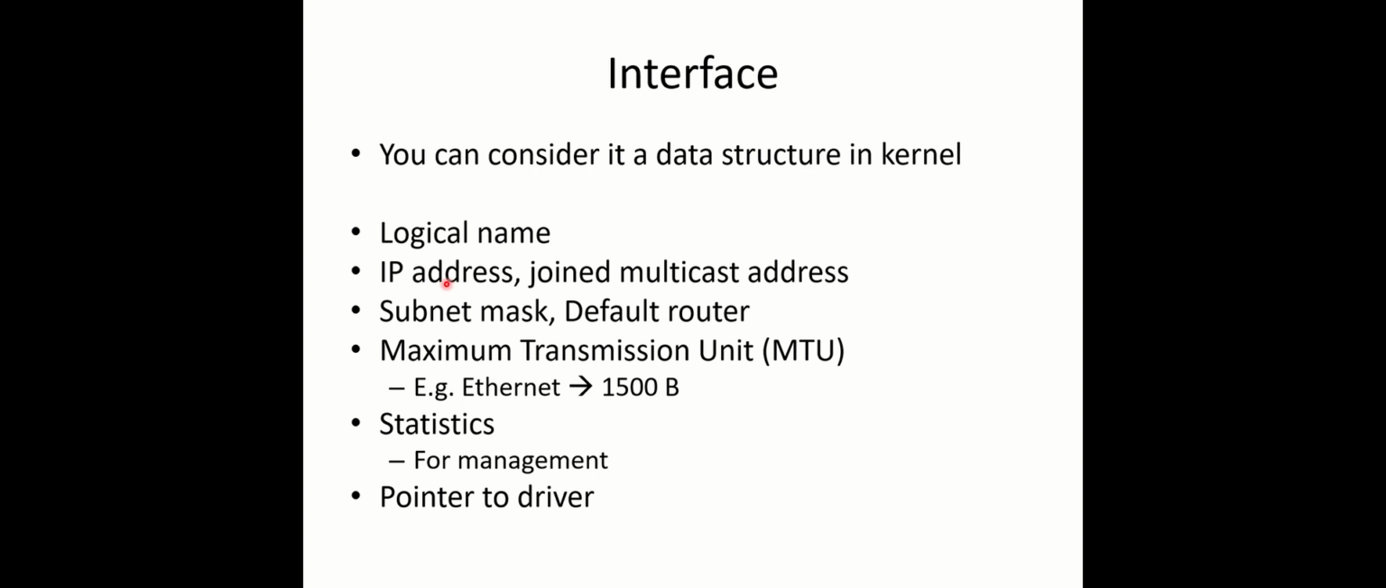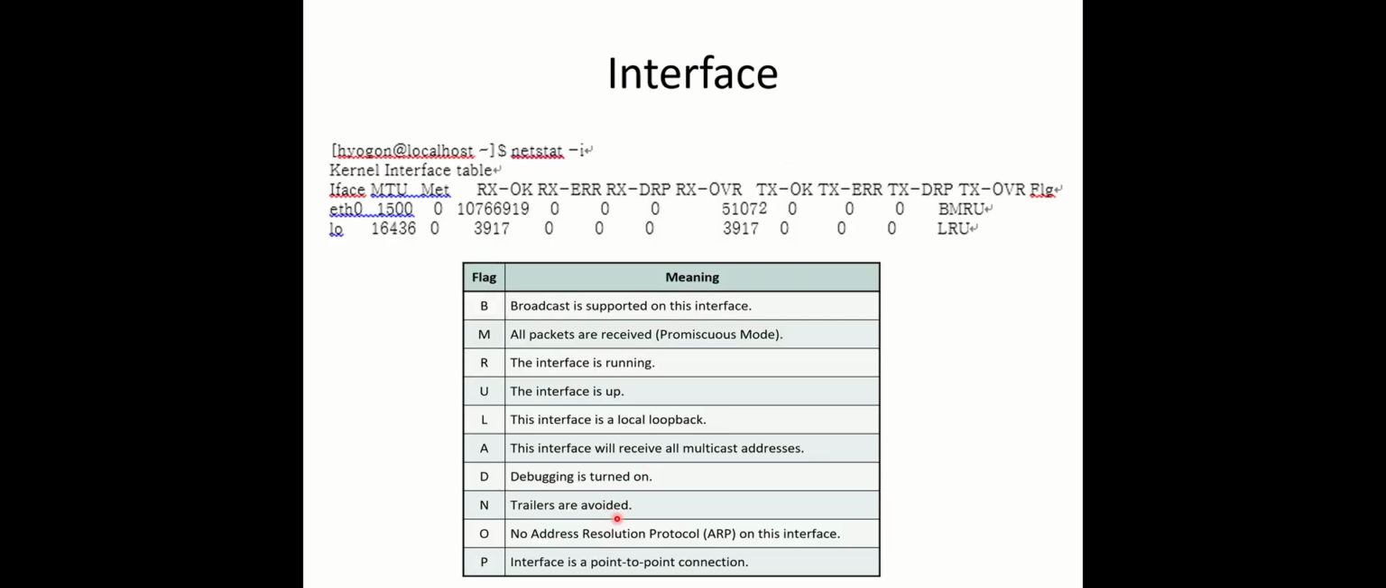Other data items here, there are MTU sizes and the statistics we just saw, used for remote management, and last but not least, it has the pointer to the driving routine for the hardware of the communication device. Here is another example of the interface, the logical representation of communication links on a Linux computer.